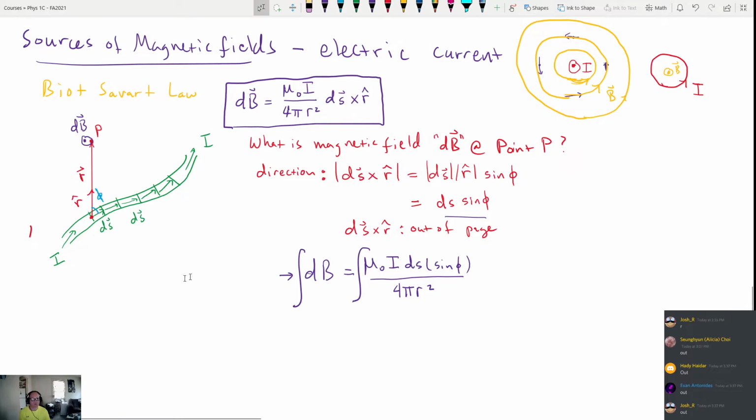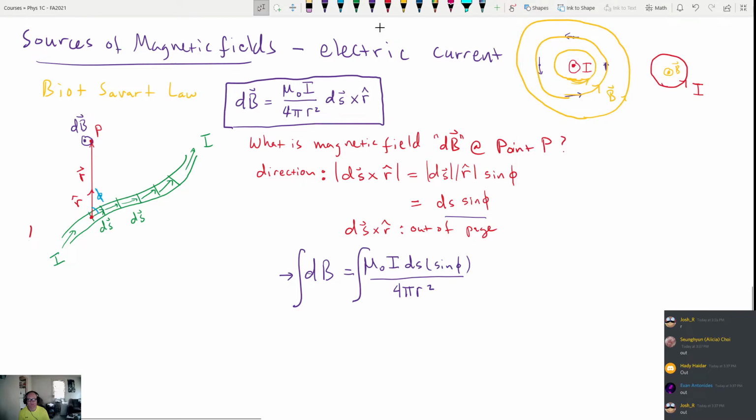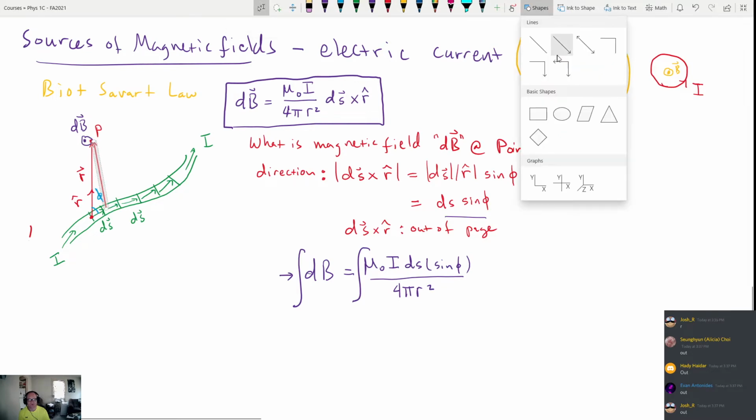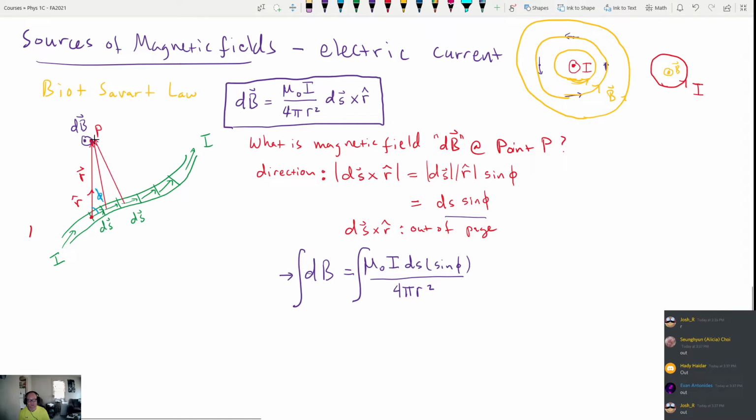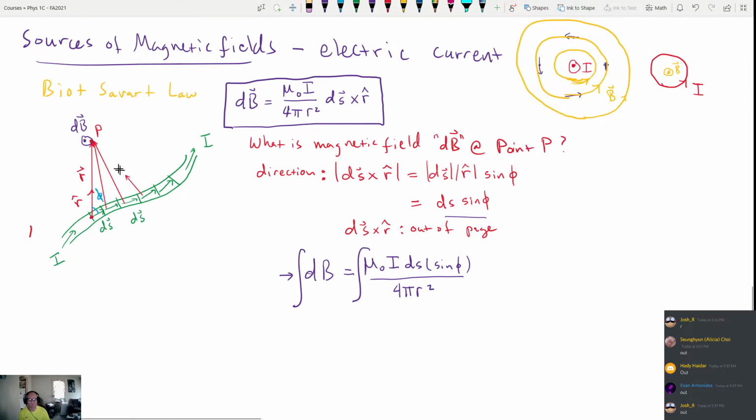Which is to say that we need to draw another vector from this point. We would have to draw a vector from this point to this point, and another vector from this point up to this point. Each one of these, as you can see, is the angle phi going to be the same for each one of these? Is the value of r going to be the same for each one of these, or are they going to be different?